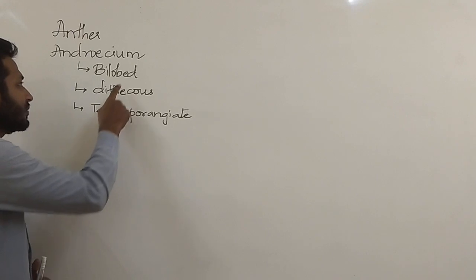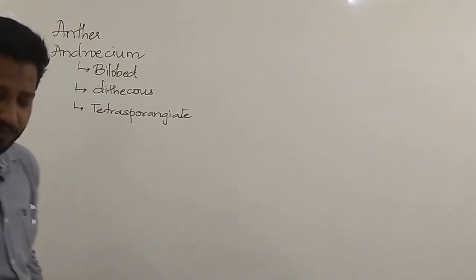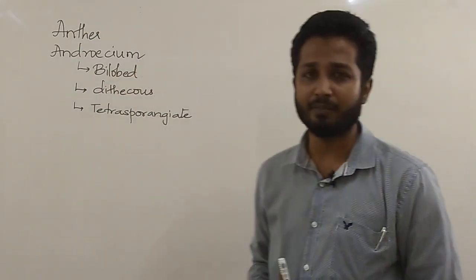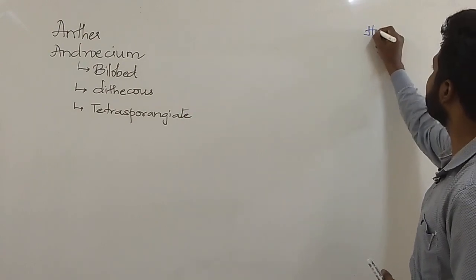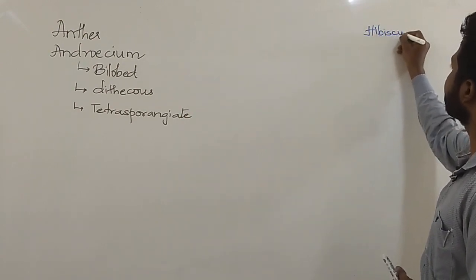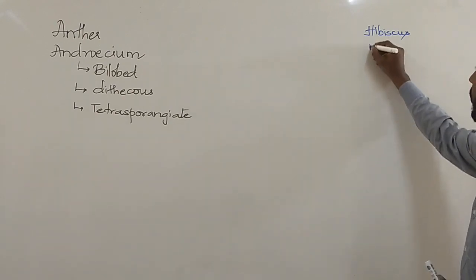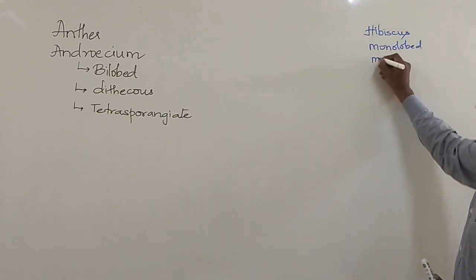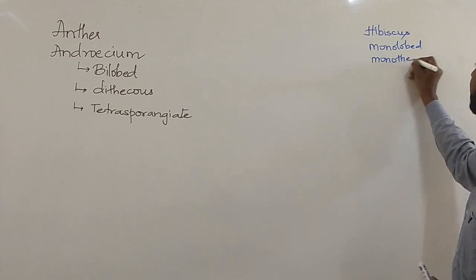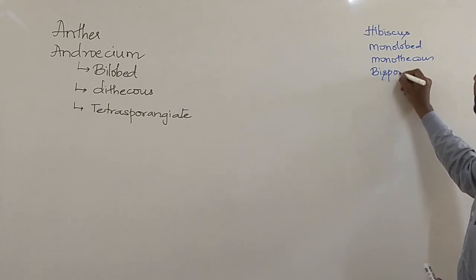Not every plant will have a bilobed, dithecous or tetrasporangiate nature. There is a quite commonly available plant called hibiscus. Now, if we see the characteristic feature of hibiscus, the so-called hibiscus plant will have a monolobed, monothecous and bisporangiate condition.